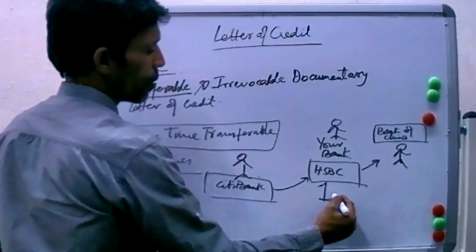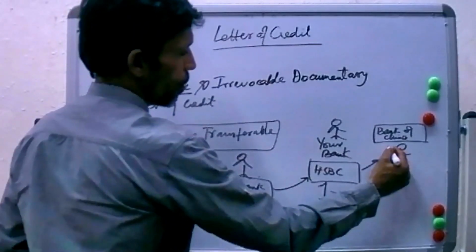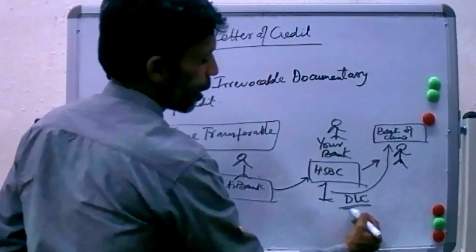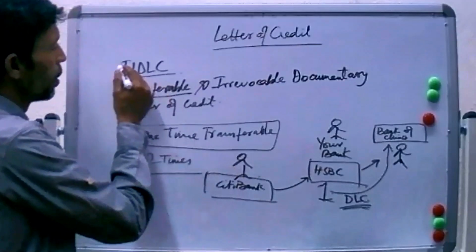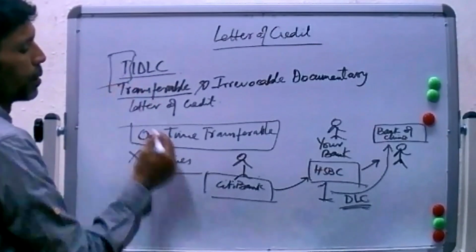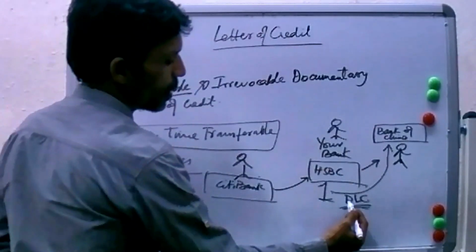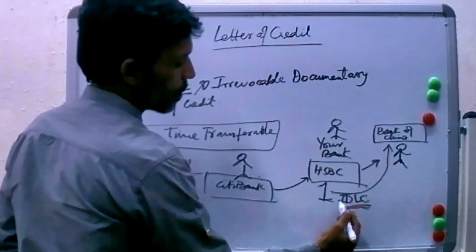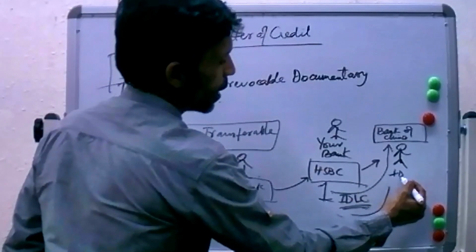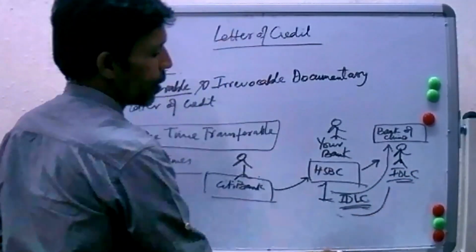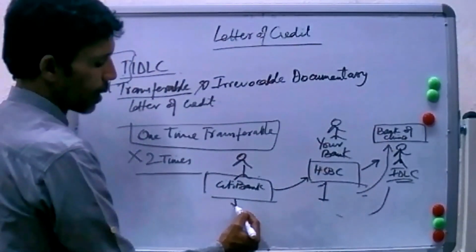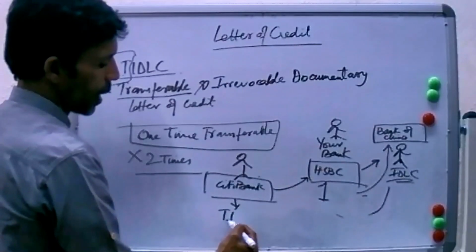So when it is transferred to the Bank of China, it will only be called DLC, that is documentary letter of credit. It will not have the same name as transferable. You can say DLC or IDLC. So in this place it will be IDLC once it is transferred. Here, when it was prepared by this bank, it was prepared as TIDLC.